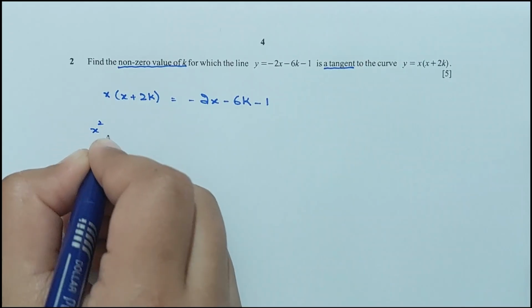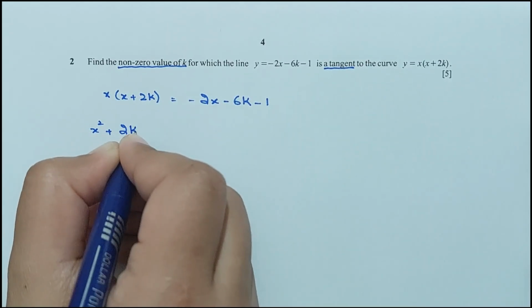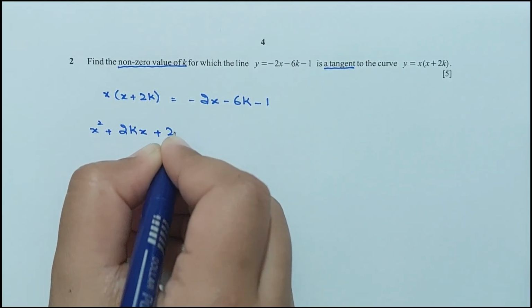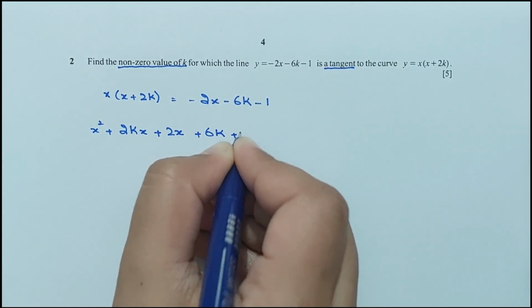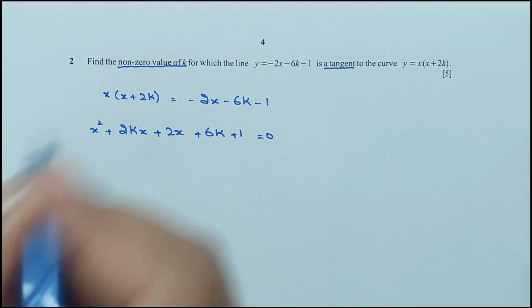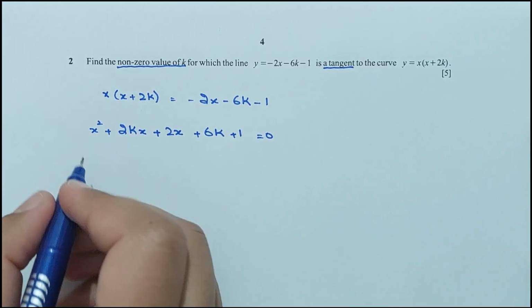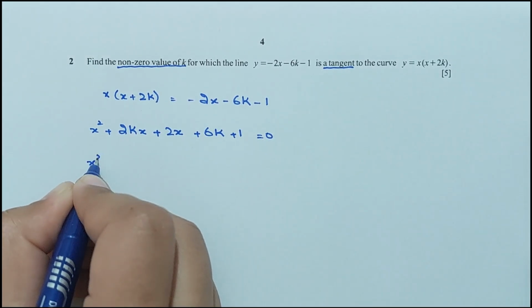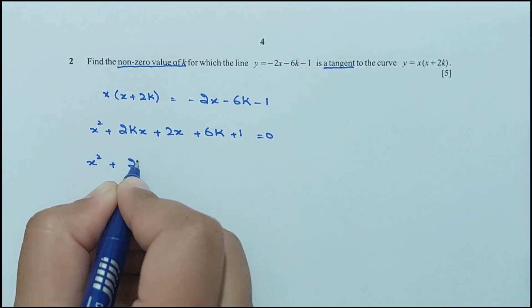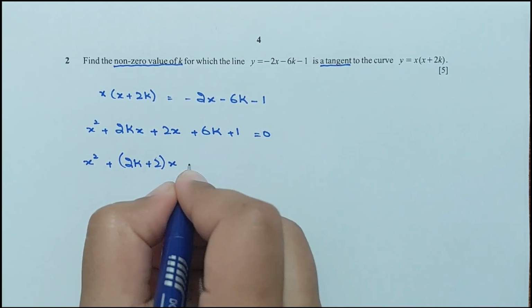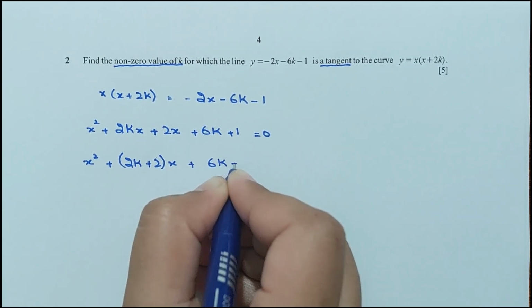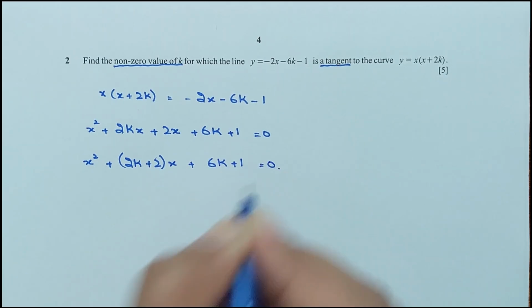This is x squared plus 2kx plus 2x plus 6k plus 1 equals 0. I shifted all the terms to the left side. So now we have the x squared term. The x term has coefficient 2k plus 2, and the constant term is 6k plus 1. This equals 0.